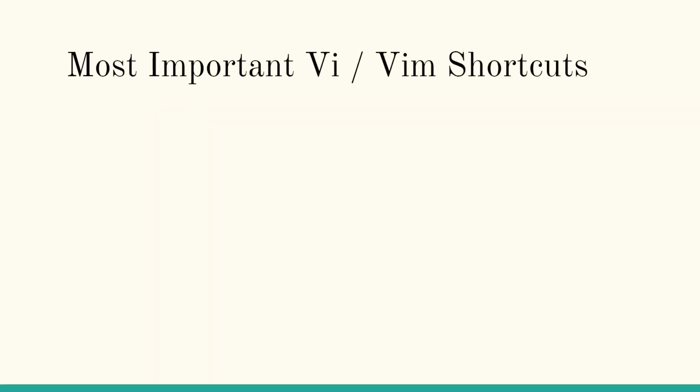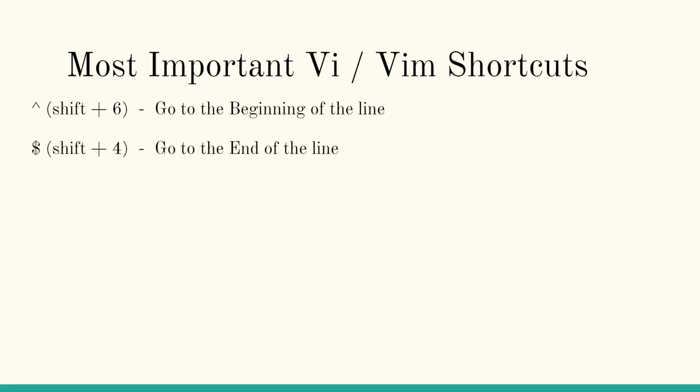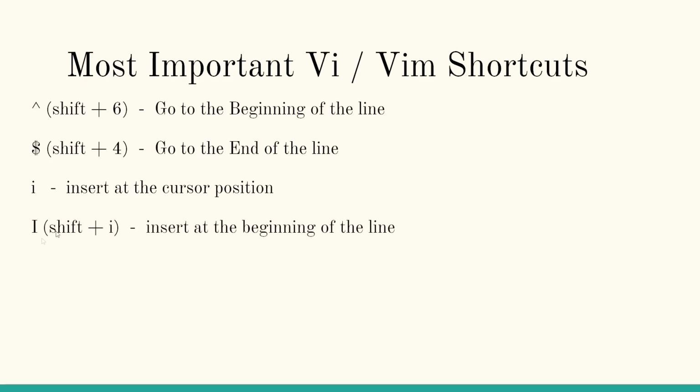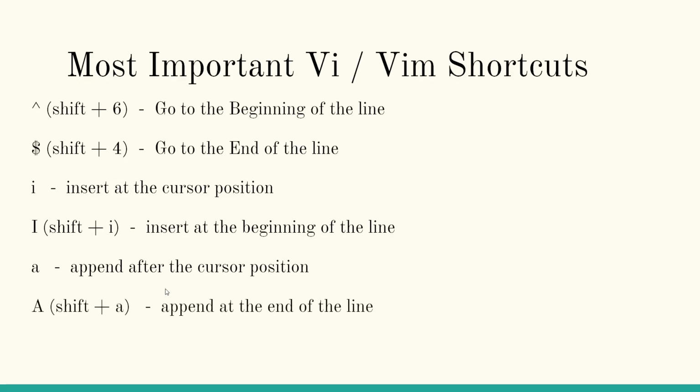Now, what are the most important Vim or Vi shortcuts? We have Shift plus 6, the hat, to go to the beginning of the line. We have $, Shift 4, to go to the end of the line. i to insert at the current cursor position. Capital I, Shift I, to insert at the beginning of the line. a to append after the cursor position. Capital A, Shift A, to append at the end of the line.